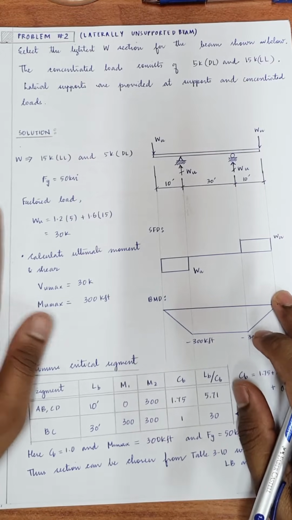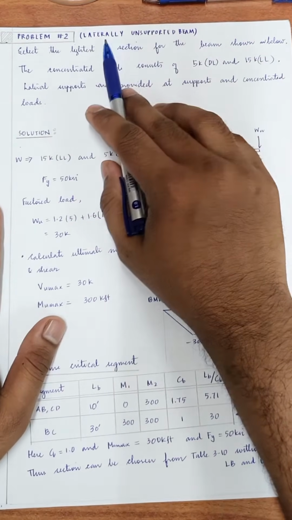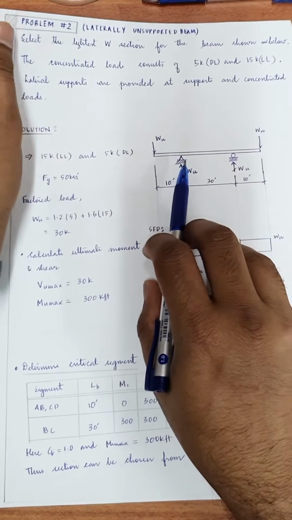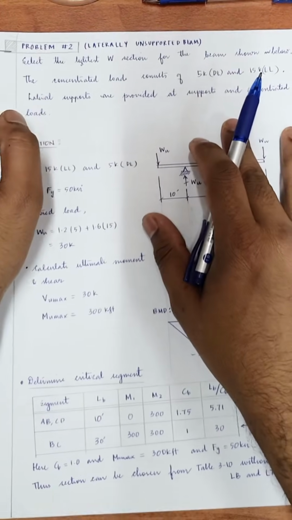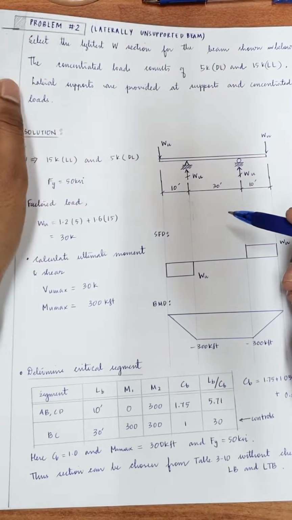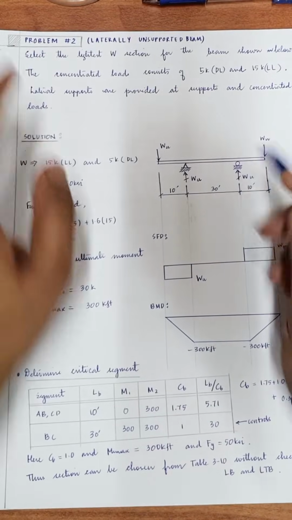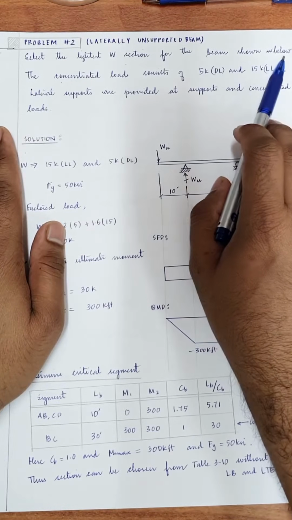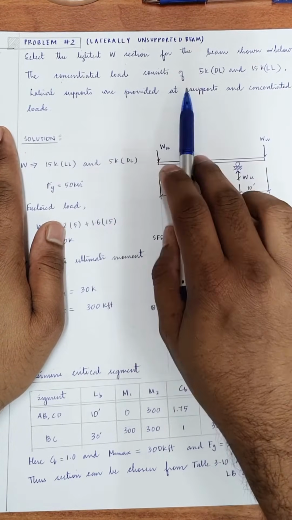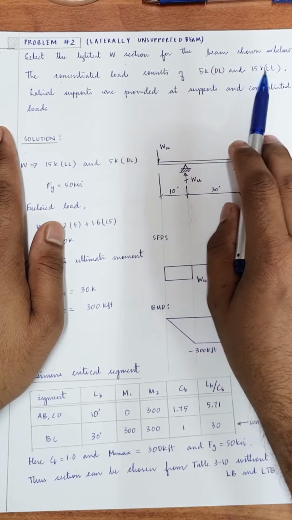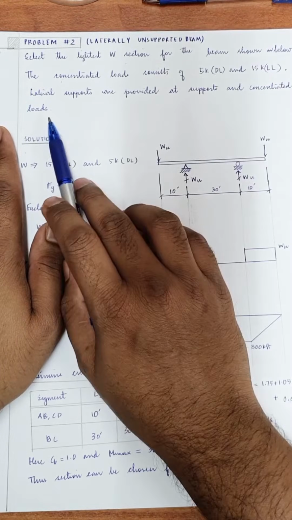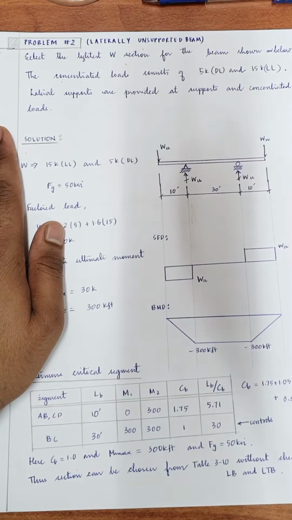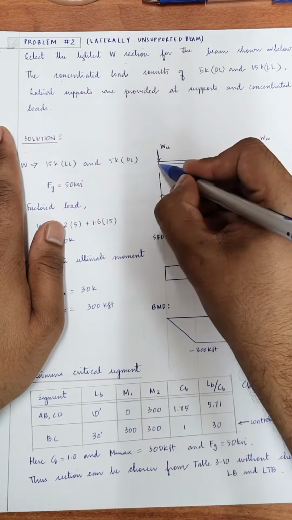Now the second problem is design of laterally unsupported beam. We have two problems in the design of laterally unsupported beam. The first one is relatively very easy compared to the second one, and I'll tell you the reason why. Select the lightest W section for the beam shown below. The concentrated load consists of 5 kip dead load and 15 kips of live load. Lateral supports are provided at supports and concentrated loads, which I have not shown.